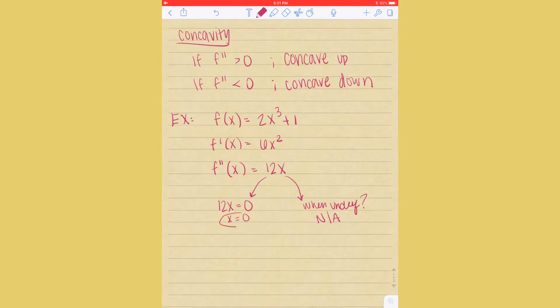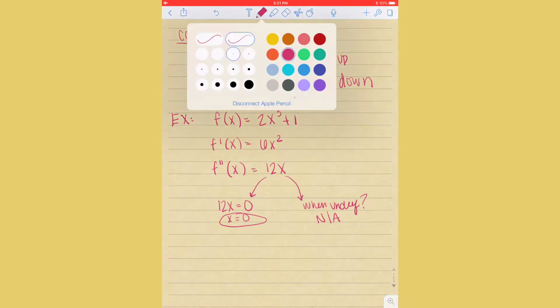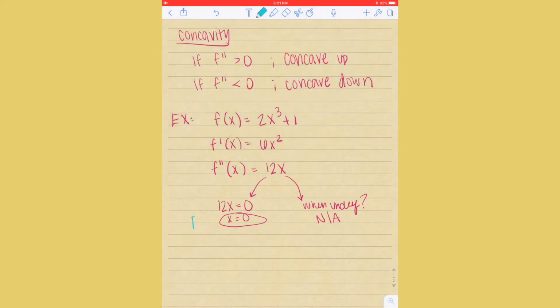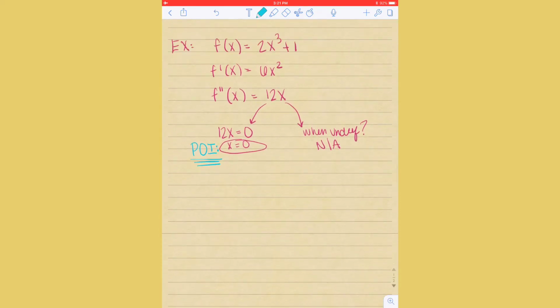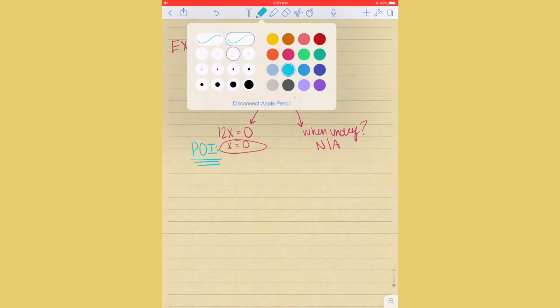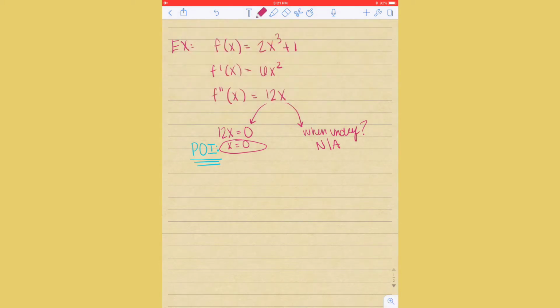Now this point here, we used to call it a critical number. Because we're working with the second derivative, we're no longer going to call it a critical number. Instead, we're going to call it a point of inflection. Big key word. And simply that's a point where the graph changes direction. So basically when the signs of f double prime change. So it's going to be important that as we proceed to our next step, we check to make sure that our signs do in fact change.